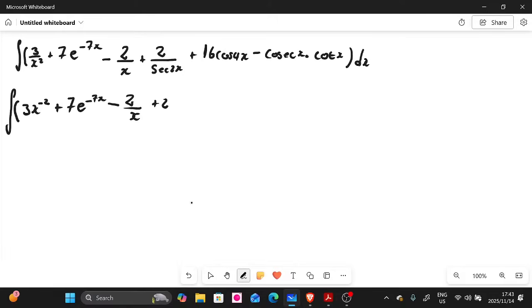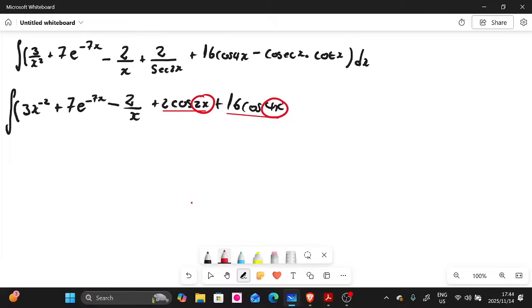But this is not just sec, it's sec 2x. So this is going to be cos 2x, right? And then we say plus there, we have 16 cos 4x. Here they were trying to trick you guys. Don't add this 2 cos 2x with 16 cos 4x. They are not the same. This one is 2x, that one is 4x. That basically means that they have different angles. So don't add them. Okay, it's tempting. Don't add them. Right. I'm just trying to show you the tricks.